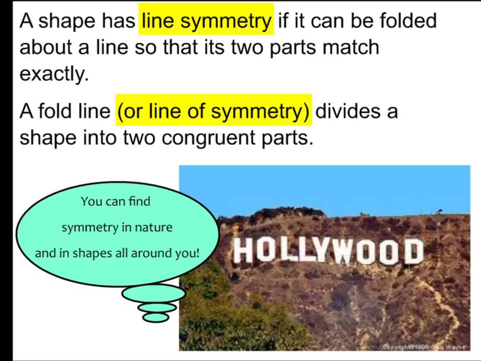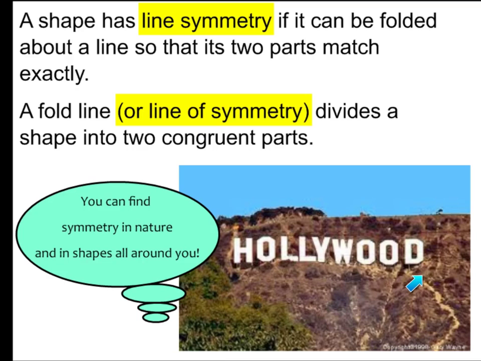Now you can find symmetry in nature and in shapes all around you. Whenever you're walking around school or even if you're just at your house, look at the things around you and see if they have line symmetry. Now if you were to take a trip out to Hollywood, California, you would see a sign that looks just like this.